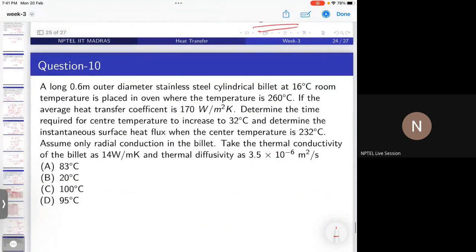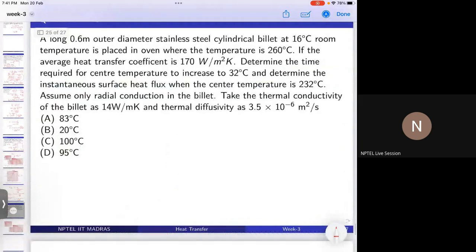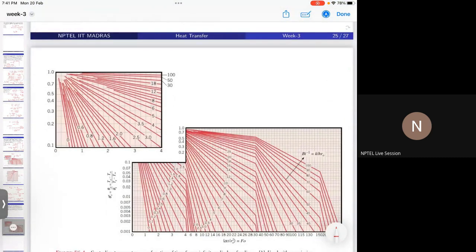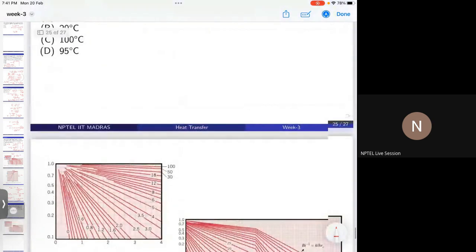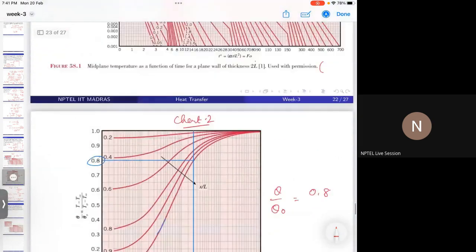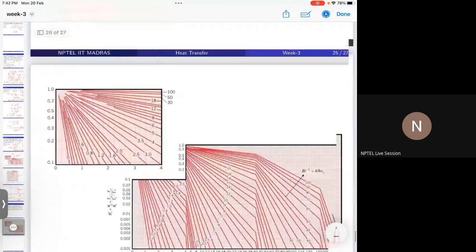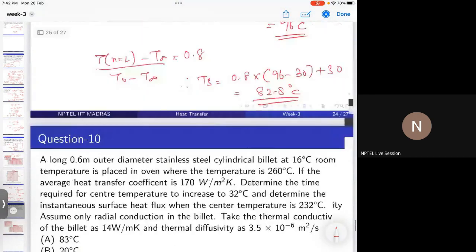There is one more question which also uses a chart. This one is for a cylinder, so I'm giving it as homework to you. The same way you can use the charts. First, before defining the Biot number and so on, check how they define the parameters, the Biot number, Fourier number and all. Then you can proceed in a similar way. Here only one chart is required, which is why I have given just the required number of charts. So you can try this and come in the next class.